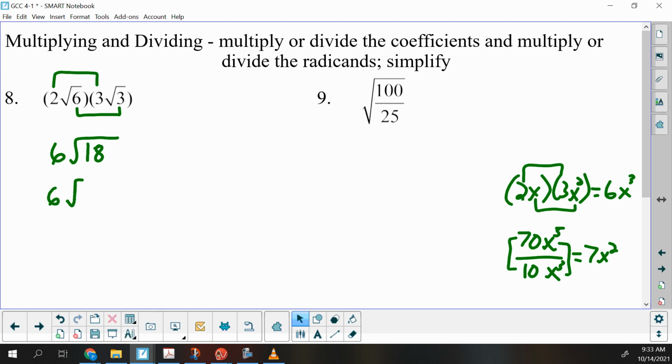So after our menu number factor, we should have had 2 times 3 squared. So that's 2 times 3 times 3. Circle the pair of 3's. One of the 3's goes out front with the 6. 2 stays inside. So this is 18 square root of 2.